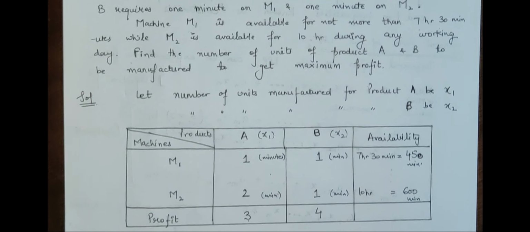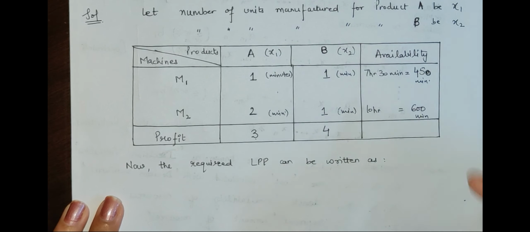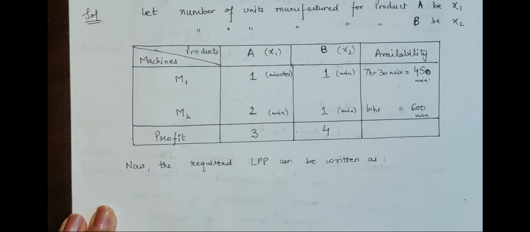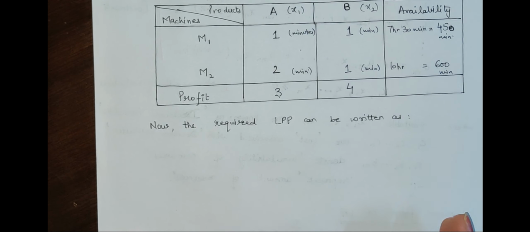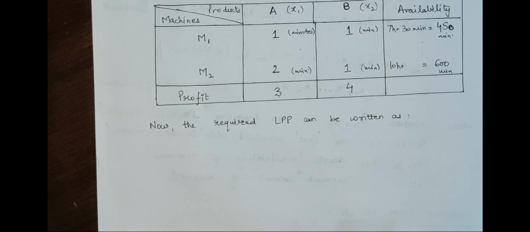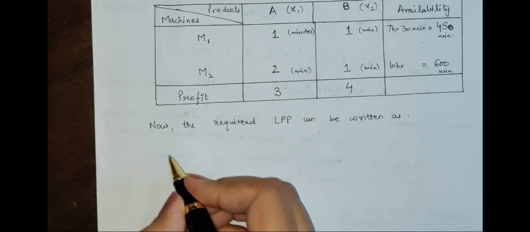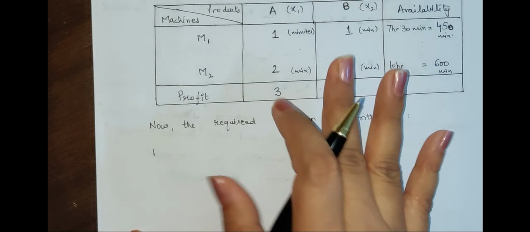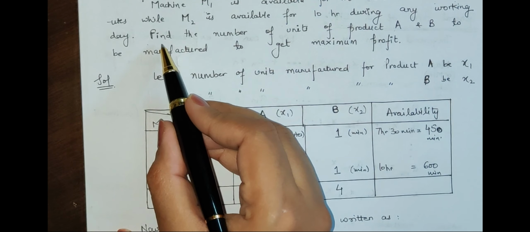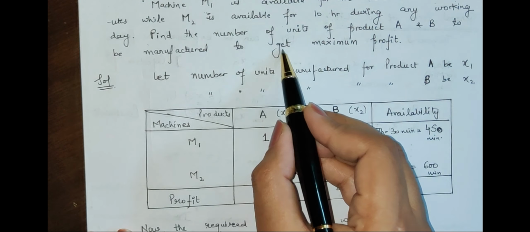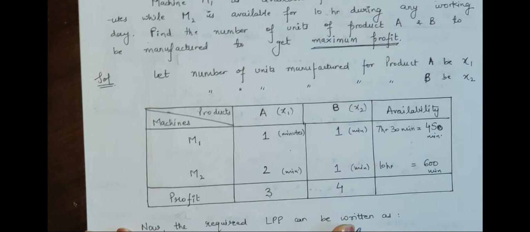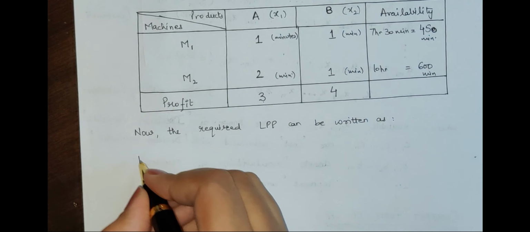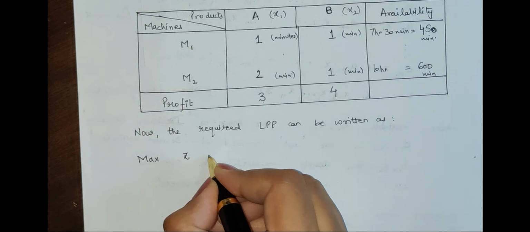So this is the total information which is provided in the question. Each and everything is clear to us. Now we are ready to write our required LPP. Let us see how we write the LPP. We already know that for writing an LPP we have three major parts. The first one is the objective function, the second one is the constraints, and the last one is the non-negativity restriction. So let us write the objective function. What is my objective? What is the question? Find the number of units produced to get maximum profit. So definitely my objective is to maximize my profit. How do I write the objective function? Let us write: maximize Z equals what?